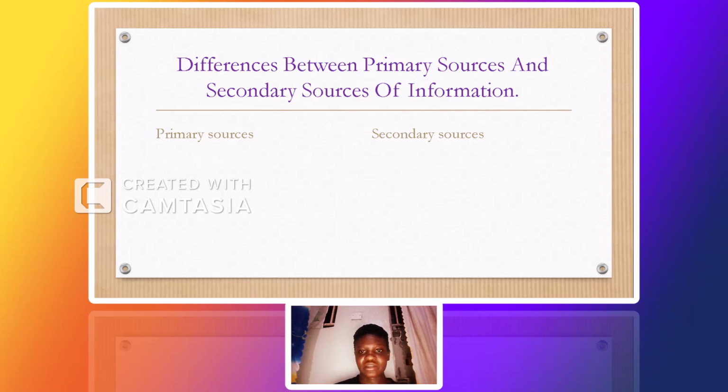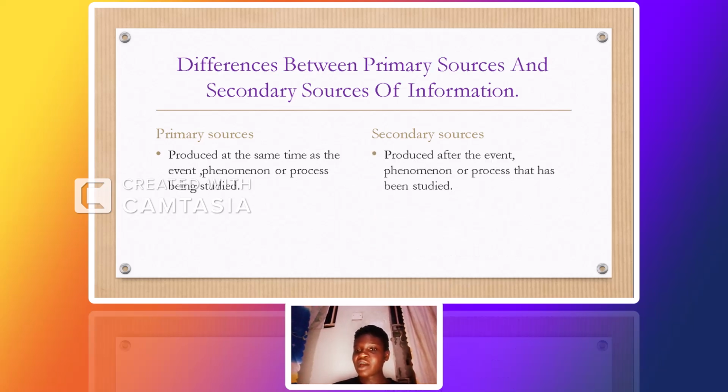As you continue, you can see that primary sources are produced at the time the event, phenomenon, or process is being studied. But secondary sources are produced after the event, phenomenon, or process has been studied, meaning they are produced when the event has already been studied. Next, primary sources need interpretation, while secondary sources provide a fuller picture.